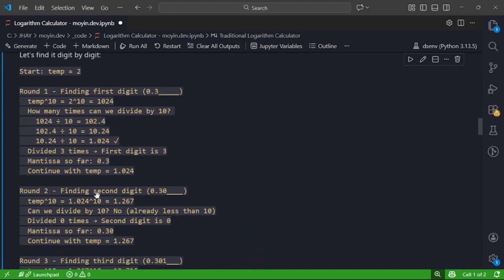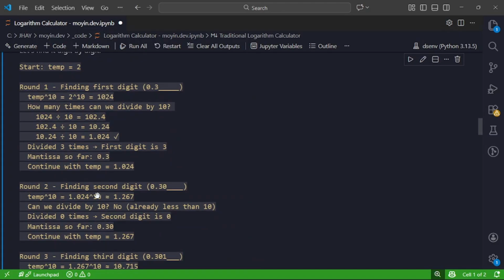So we use that to find the first digit. Then this 1024, remember 2 was the starting point. We raised 2 to the power of 10 to get 1024. We divided that by 10. We saw that we can only divide it 3 times. That must mean A is 3.